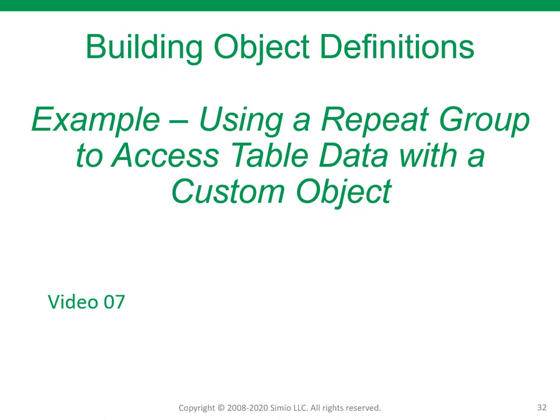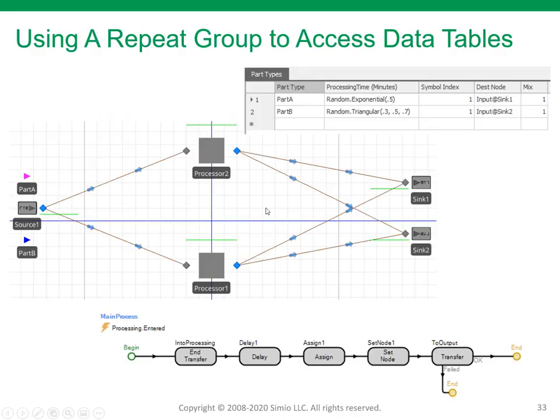Welcome to video 7 in the Building Object Definitions module. This is an example video where we will use a repeat group to access table data within a custom object. So here's the basic model that we'll build.